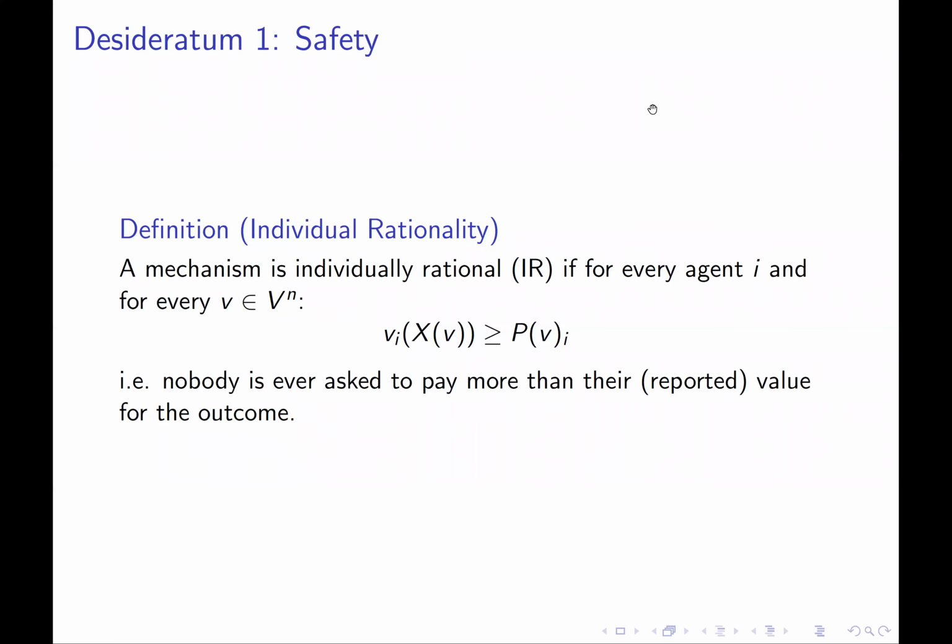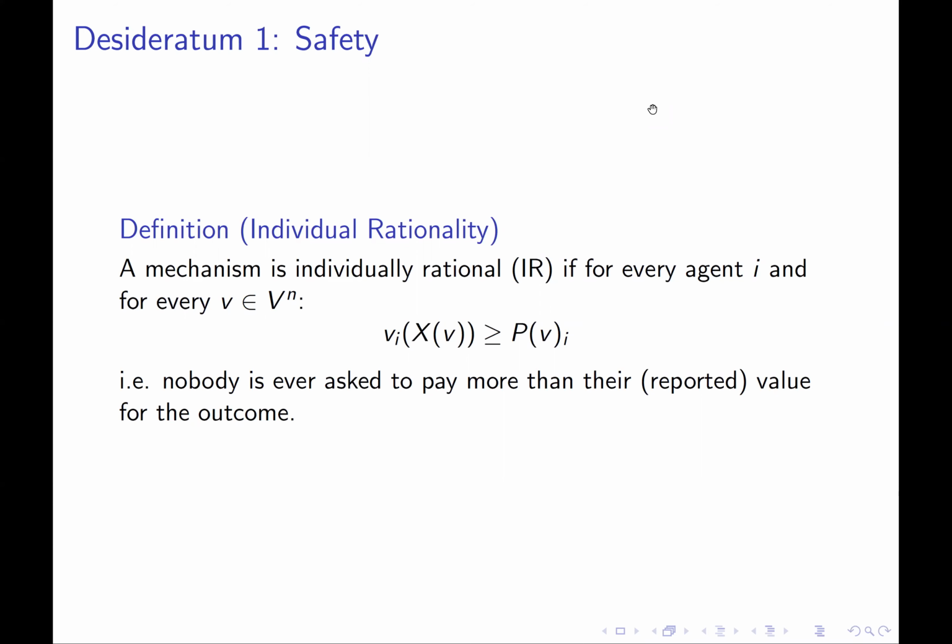And the safety property we're going to ask for is what's called individual rationality. We've seen it before. And in this setting, we'll say that a mechanism is individually rational if for every agent i, no matter what vector of valuations everybody else reports, it should always be the case that the value that agent i gets for the alternative that our mechanism chooses is greater than the payment that the mechanism asks agent i to make. Okay, so the mechanism should never force you to pay more than your reported value for the outcome.